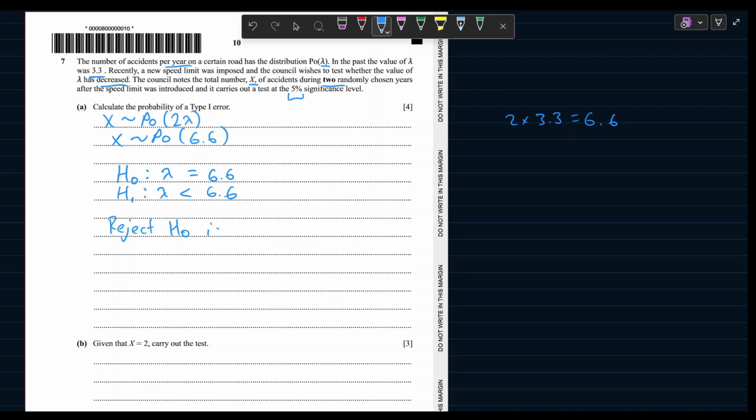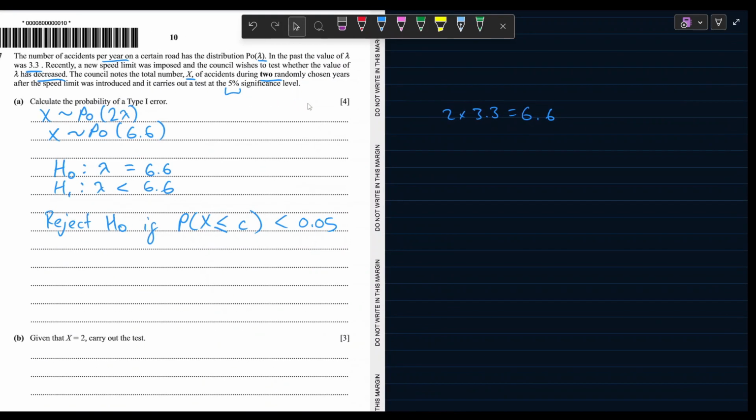We reject H naught if the probability that X is less than or equal to C, taking the sign of H1 and also including the critical value, is less than the significance level, so less than 0.05. This gives us our rejection region, and all a type 1 error is, is the probability of being in the rejection region. So we can use trial and error to find our rejection region.